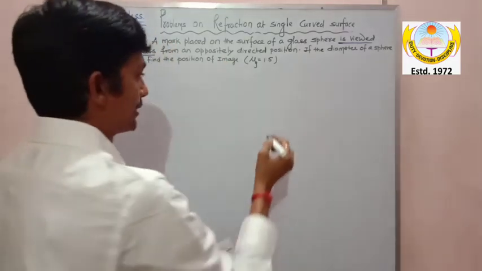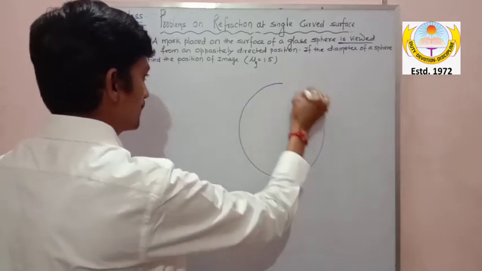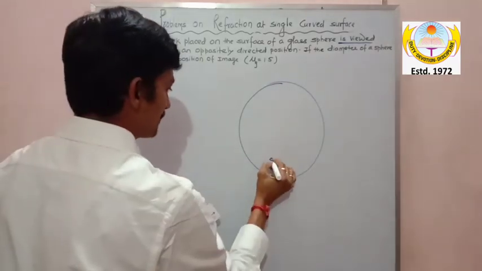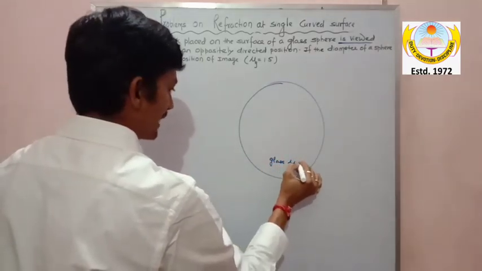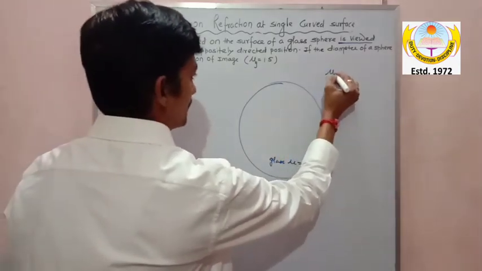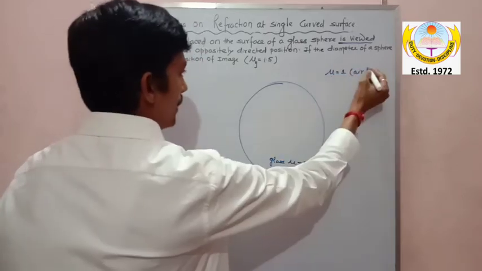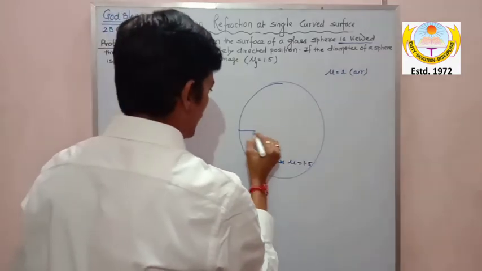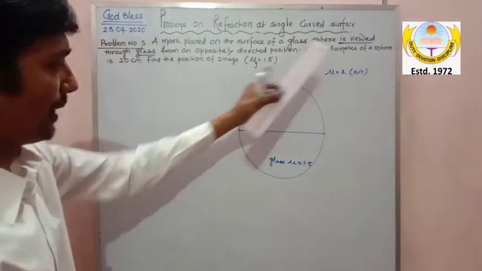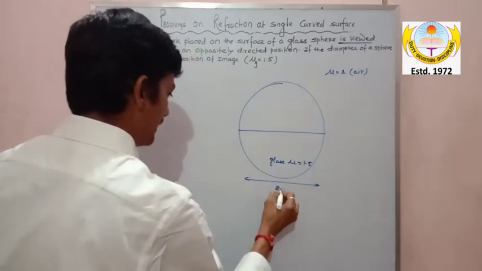Now my dear, let us draw the diagram once again. This is the glass sphere I have taken. No doubt this is glass. Refractive index is given as 1.5. And this is air, refractive index is 1 because this is air. Now I have drawn a diameter of the glass sphere. The diameter is given as 20 centimeter.